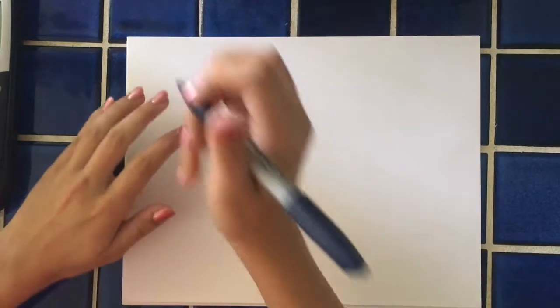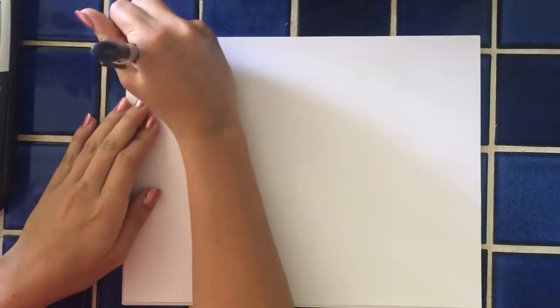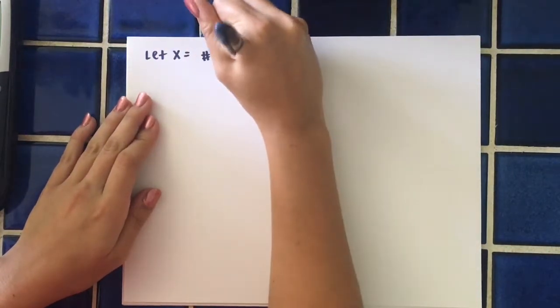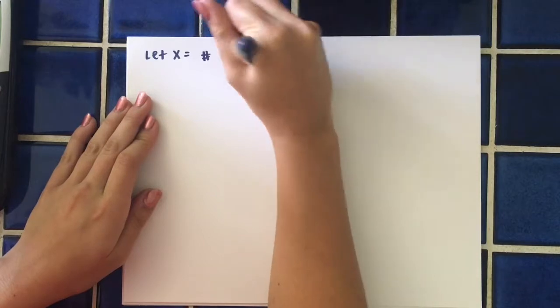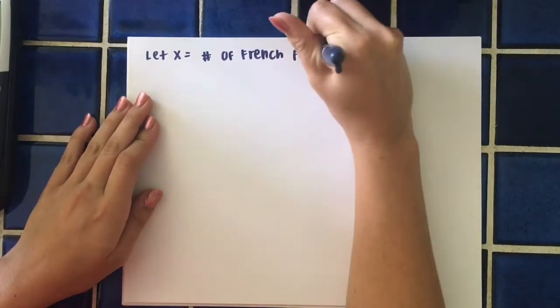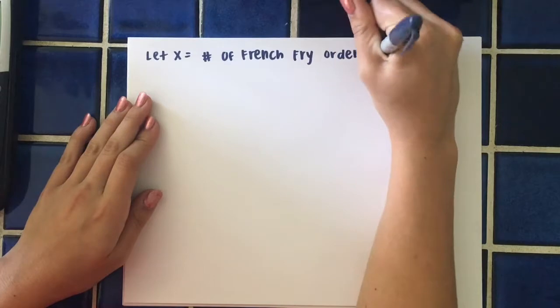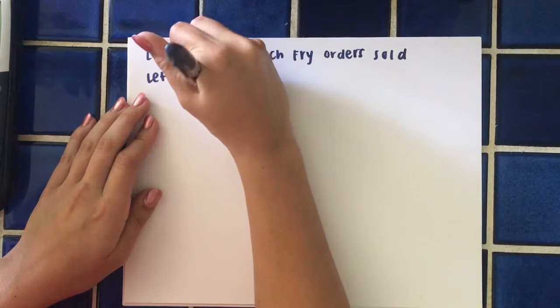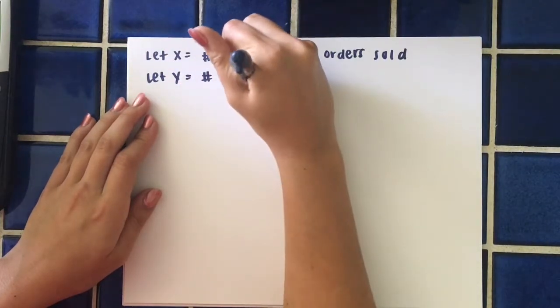So we have to define our variables. So we have to ask ourselves, what am I trying to solve for? What don't I know? So in this problem, I don't know how many French fry or Big Mac orders were sold, so that's what each variable is going to stand for. So let's let x equal the number of French fry orders sold, and let's let y equal the number of Big Macs sold.